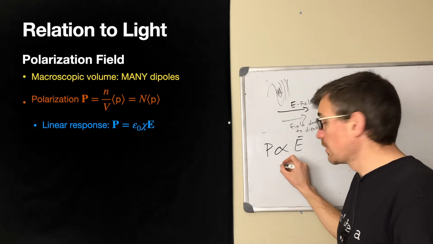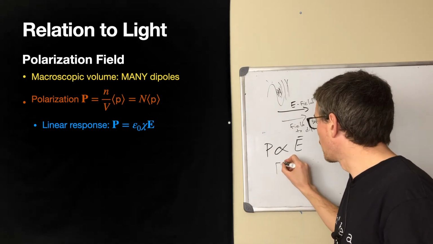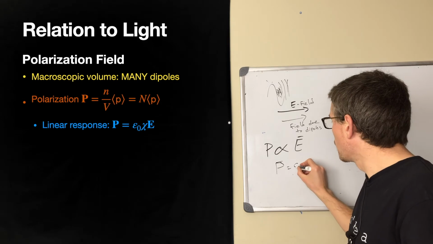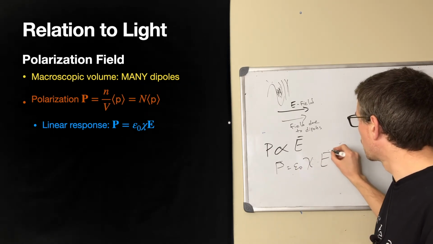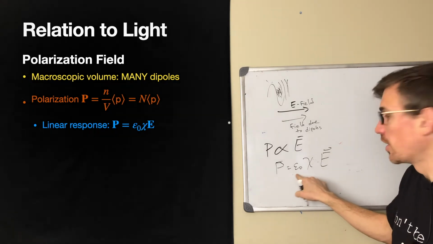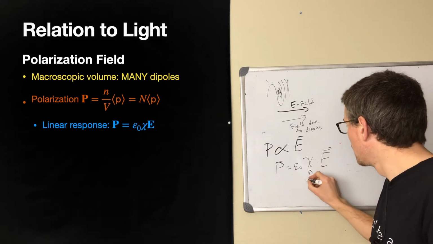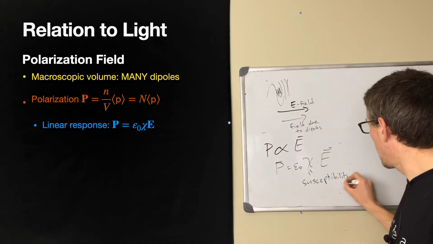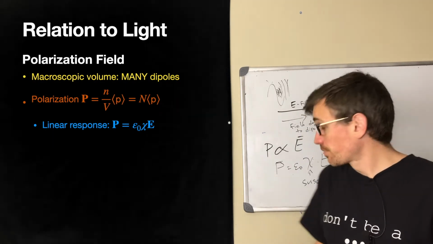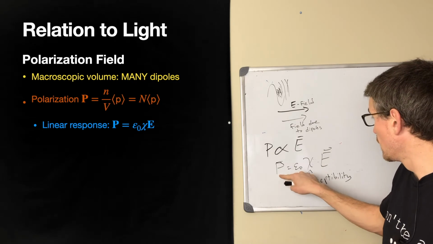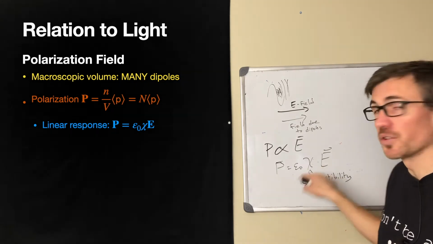But we're not going to deal with that yet. So we're going to assume linearity, and it has some constant of proportionality. Typically, we factor out an epsilon naught already, and we call that constant of proportionality epsilon naught times chi, which is the susceptibility. That is the constant of proportionality times epsilon naught that relates the polarization field to the electric field.